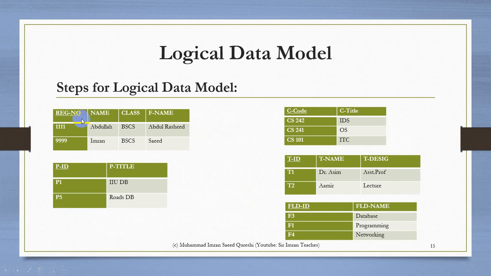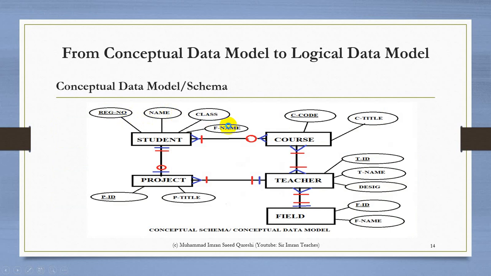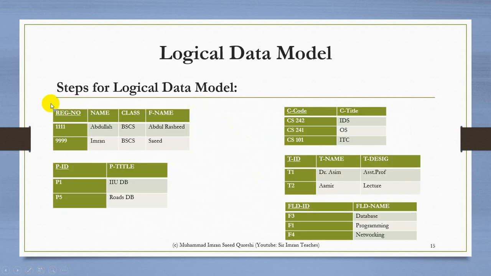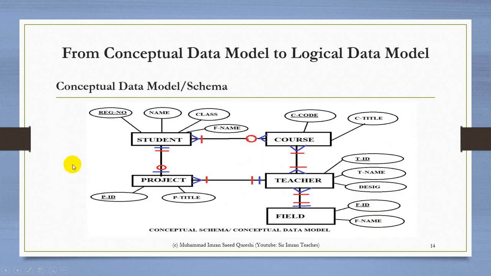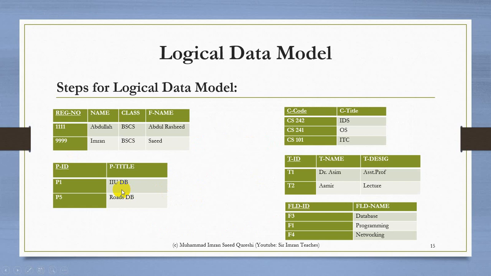Here we have the student table: reg number, name, class and father name. I could not write the table name down here, but here we have student, and this is the relation. Course, so here you have course code and course title. This table had only 2 attributes: one is the primary key, course code, and the other is the course title. Then we had the project table with PID and P title. Then we have the teacher table: teacher ID, teacher name, teacher designation, and the 5th table, field, with field ID and field name.